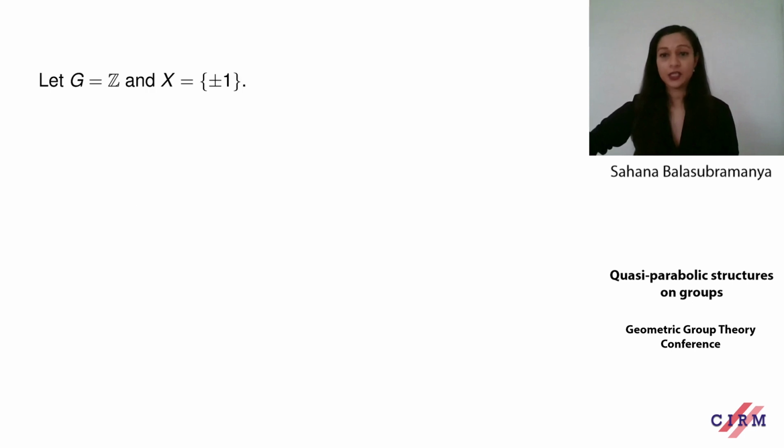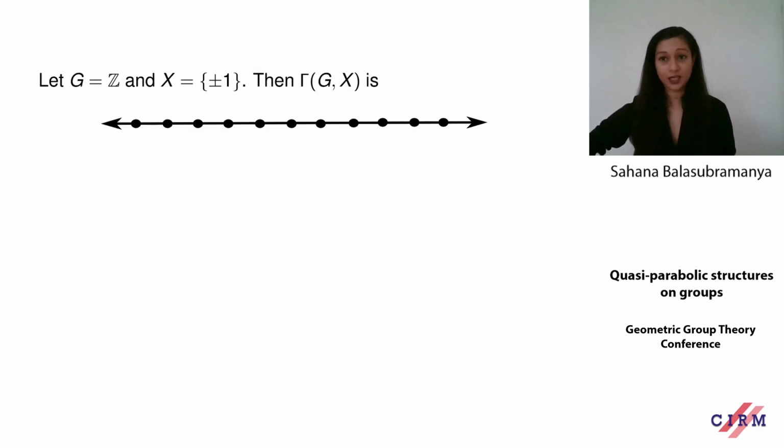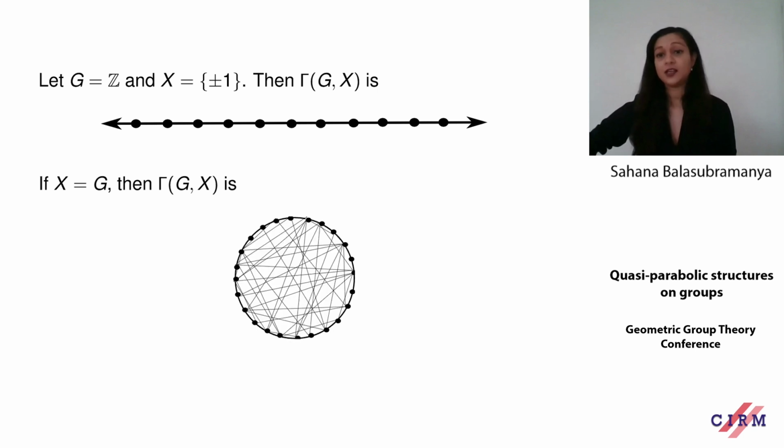So as an example, if our group is the set of integers, and my generating set is the standard generating set plus or minus 1, then the Cayley graph looks like a bi-infinite line. And this is a very intuitive way to think of the integers. But on the other hand, if I chose the generating set which contained every element of my group, which is the largest generating set I could choose, then the Cayley graph is significantly different. And it looks like a bounded set of diameter 1 because any two integers are now connected by an edge, which is labeled by their difference.